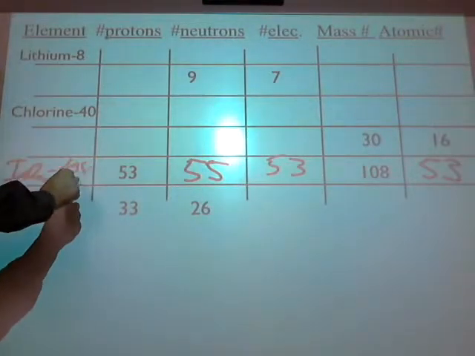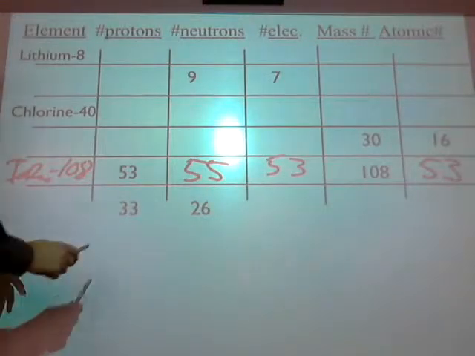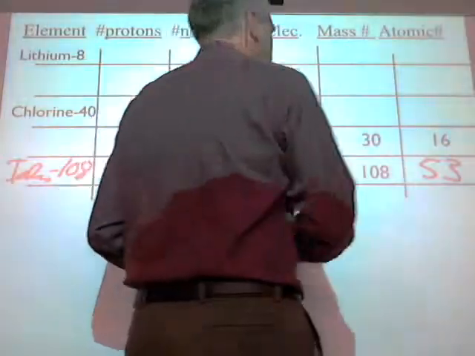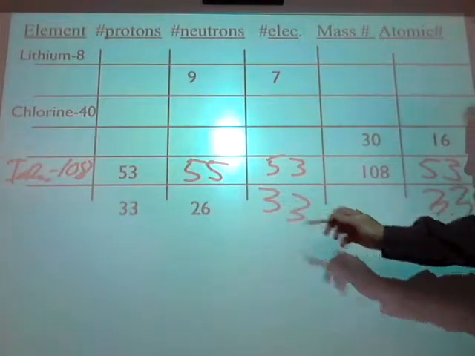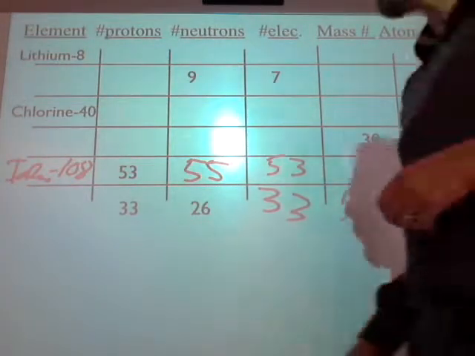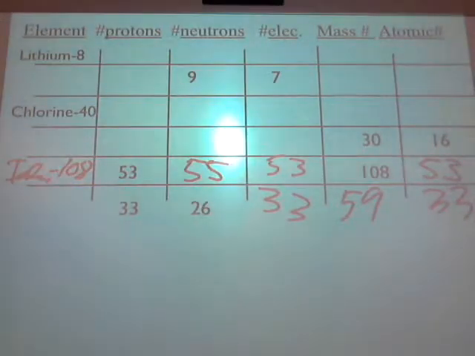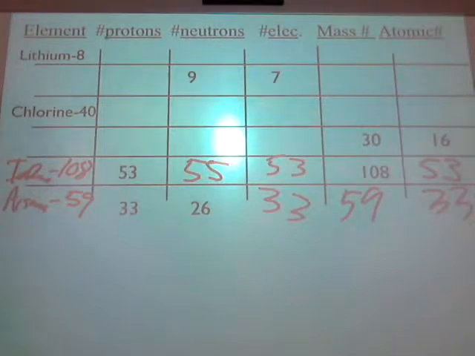Dash 108. Right? Final one, 33 protons means 33 electrons to balance them out. And an atomic number of 33, which means the number of protons. Mass number is going to be 59. Is that right? And that would be arsenic. Dash 59. And there you have it.